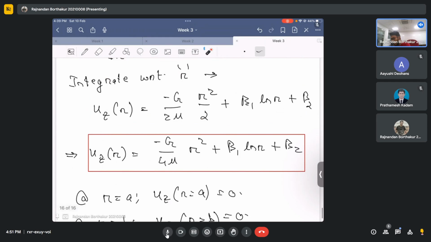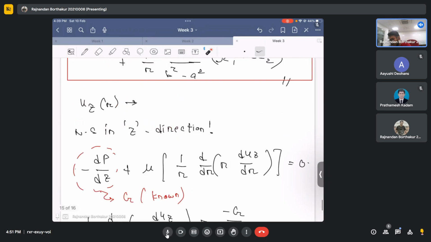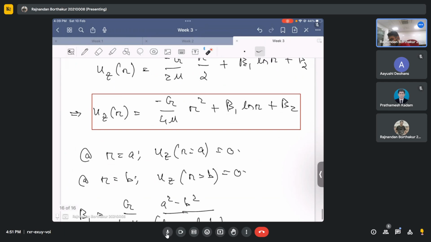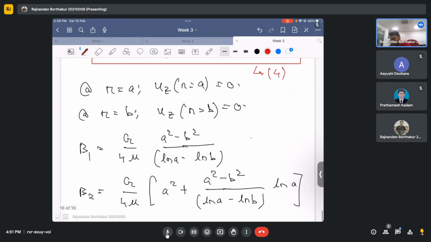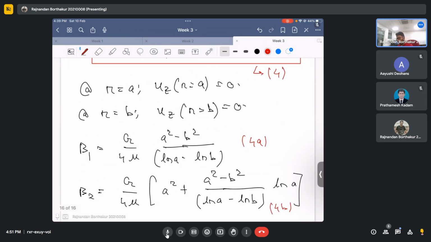And if b1 and b2 are known, we can just substitute them in the uz velocity. So I'll just name this equation. This equation I will write as equation 4. And these two will be 4a and 4b. So just substitute 4a and 4b to get the entire z direction velocity profile. And yeah, these are the two constants.